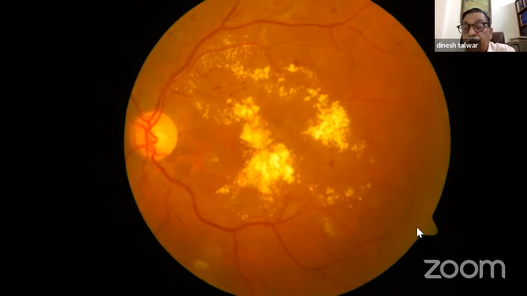Okay. I just wanted to ask two more questions on this before we move to the next slide. Gargi, can you tell me what are the causes of hard exudates? These are hard exudates. What are the causes of hard exudates?